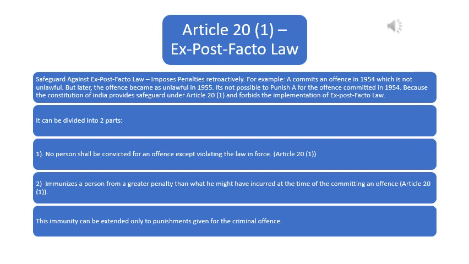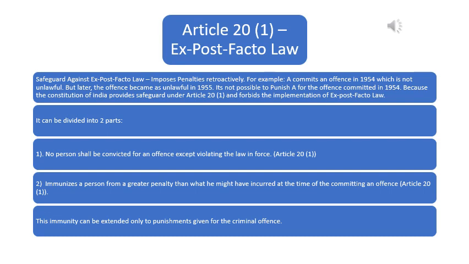Article 20 clause 1 deals with ex-post-facto laws. Ex-post-facto laws mean laws that impose penalties retroactively. For instance, A committed an offence in the year 1954. At the time of commission of that offence, it was not an unlawful activity. But later, in the year 1955, a new enactment came into existence which made that offence a punishable one.